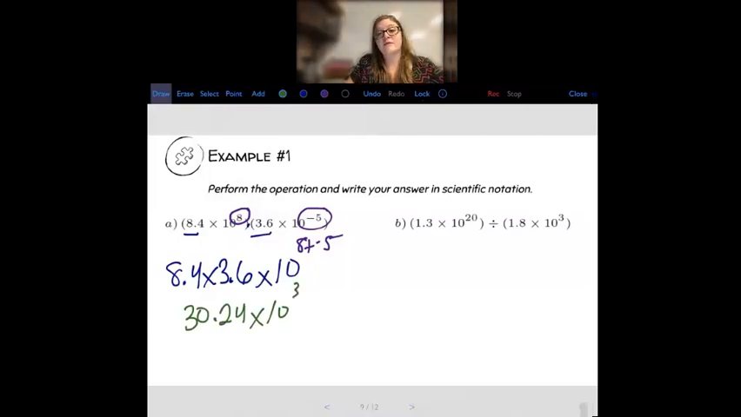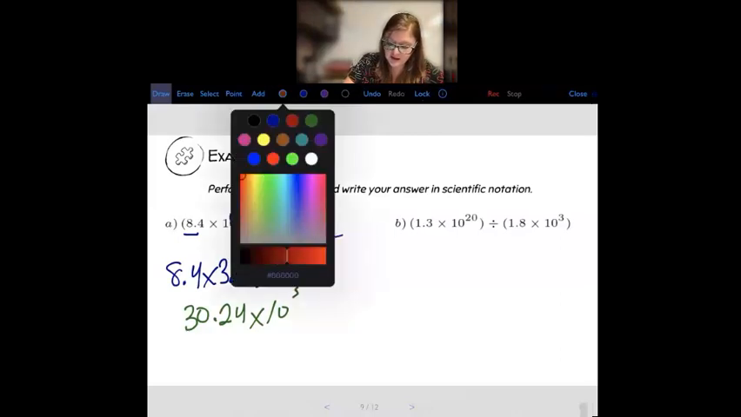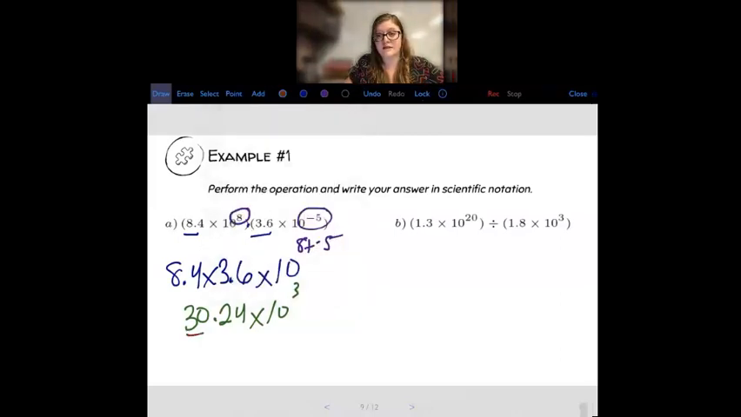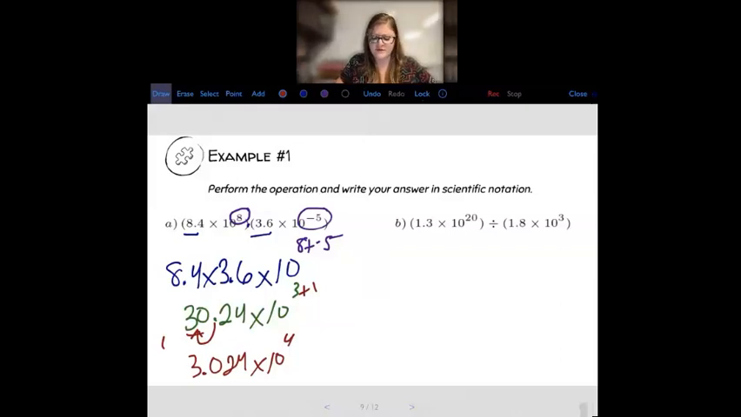And then we check, is our answer in proper form of scientific notation? Well, no, in this case it's not, because there are 2 numbers to the left of the decimal place. So we have to move the decimal over 1 to the left, which means that the power of 10 is getting bigger. So we move it to the left and we add 1 to the power of 10. So this is 3.024 times 10 to the 4th power. And again, you can always use your calculator to double check that these 2 numbers are the same. Your calculator will also do these problems as well. I'm not sure if it'll put it in the correct form, but you can put these in your calculator exactly how it's written.